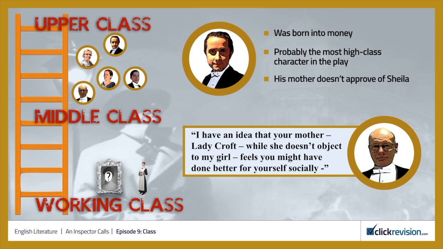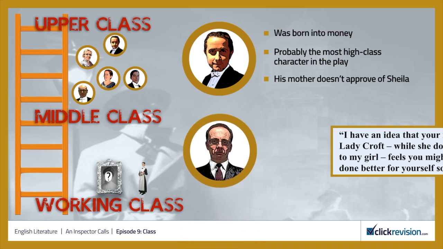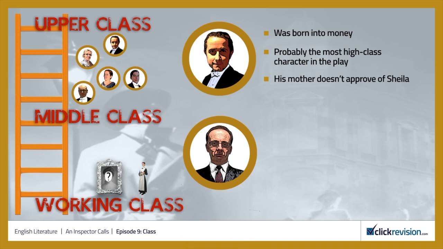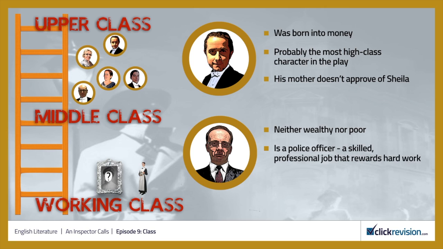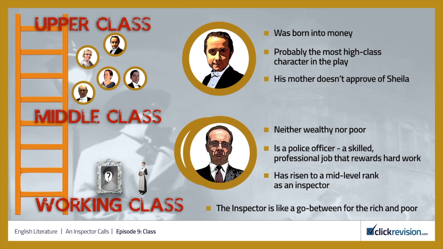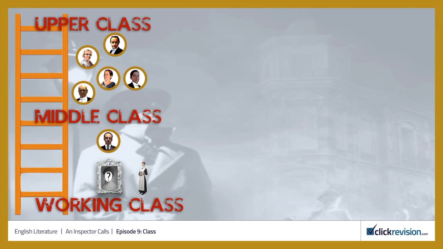So, looking at our class ladder or hierarchy, we have a couple of characters at the bottom of the ladder in the working classes, and everyone else is at the top end of the spectrum. The only character left to place is Inspector Gould, and he sits firmly in the middle of the group. As a police officer, he is not wealthy or poor. He has a skilled, professional job which rewards hard work and expertise with promotion through the ranks of the police force, and he has risen to a mid-level rank as an inspector. He's firmly middle class, and acts as a kind of go-between between the rich characters and the ghost of Eva Smith. So that's the background of each of the characters.